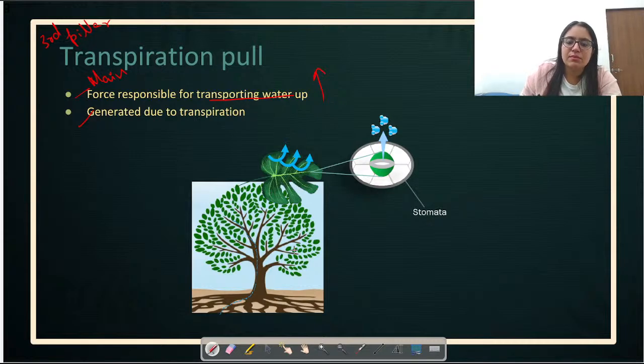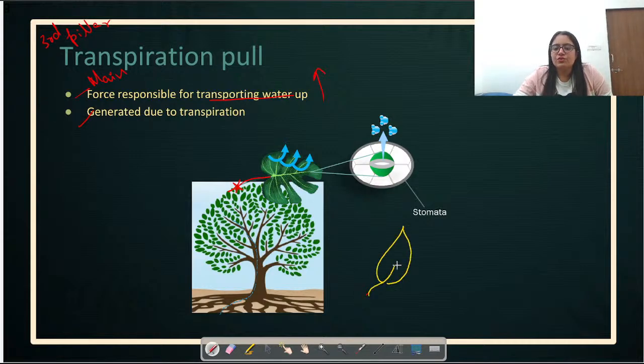So for example, this is a big tree, a huge tree, and I have taken the example of one leaf over here. You can see the surface of the leaf, right? And on the surface of the leaf you should know that you have stomata. Stomata are the pores, right? One more thing I want to discuss over here. Let me change the ink. Let me show you a clearer picture.